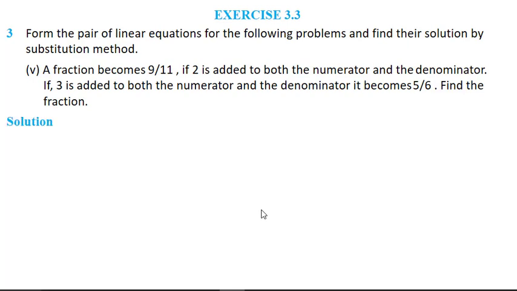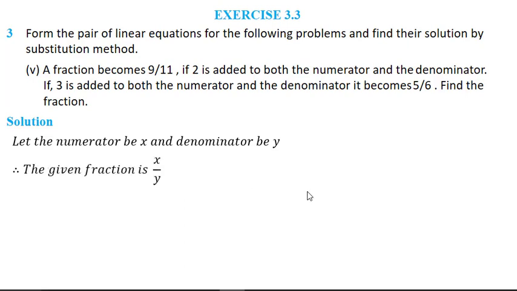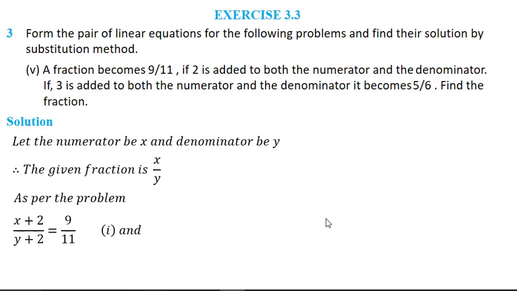So better let us consider the fraction be x upon y, or I will say let the numerator be x and denominator be y. So the given fraction will become x upon y. Now as per the first condition, we have x plus 2 upon y plus 2 is equal to 9 upon 11, and as per the second condition, we have x plus 3 upon y plus 3 is equal to 5 upon 6.